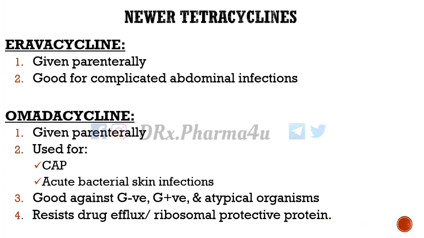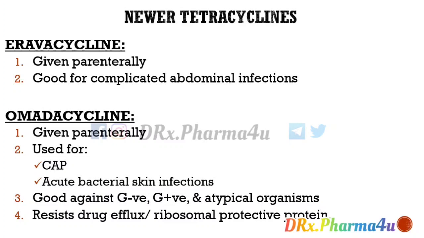Now let's come to some of the newer tetracyclines. One is called eravacycline. It is given parenterally and it is good for complicated abdominal infections. One is called omadacycline. It is given parenterally. It is good for community acquired pneumonia and bacterial skin infections. It is good against gram-positive, gram-negative and atypical organisms also. And the speciality of omadacycline is it overcomes the resistance mechanisms of bacteria. That is, it resists drug efflux. Drug efflux will not work on omadacycline.